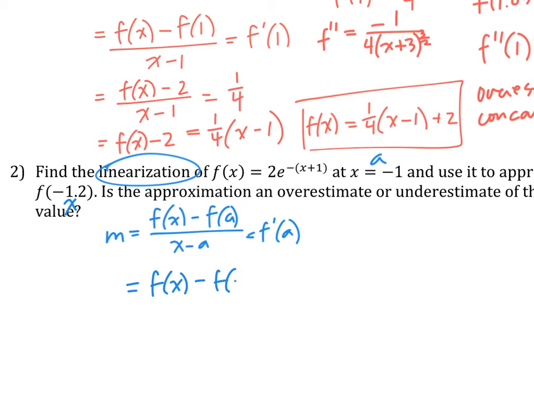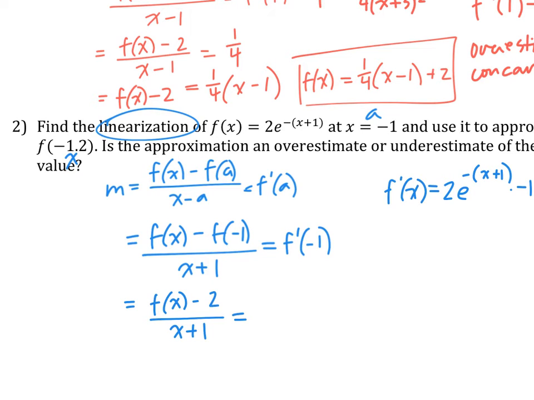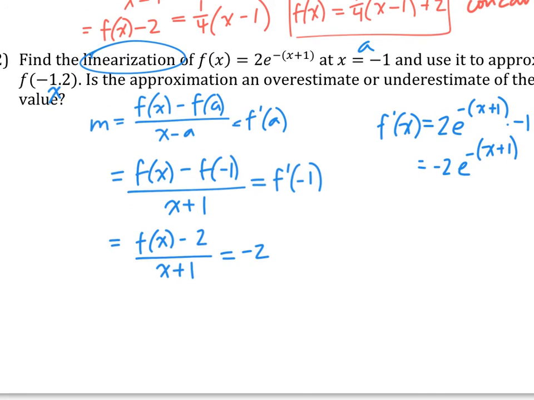f of x minus f of negative 1 over x plus 1 equals f prime of negative 1. If you put a negative 1 into the function, you get 2. Okay, take the derivative. That is 2e to the negative x plus 1 times chain rule, negative 1. So negative 2e to the negative x plus 1. Now put in negative 1. You're going to get negative 2.